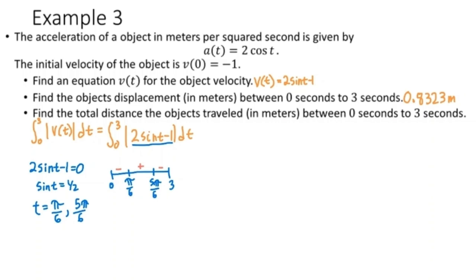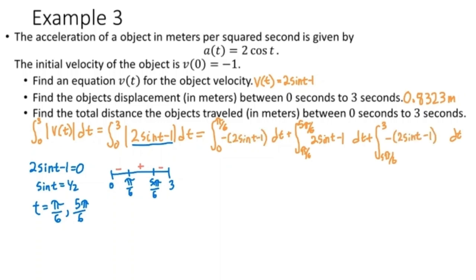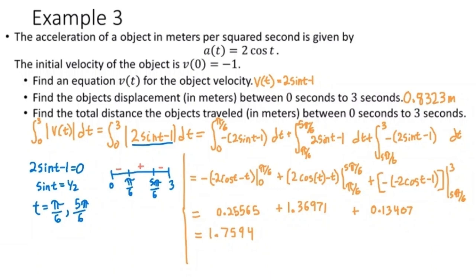So from here, we're going to break up our integral into 3 other integrals. One from 0 to pi over 6, the other one from pi over 6 to 5 pi over 6, and the last one from 5 pi over 6 to 3. As for the integrand, because we know the absolute value of a positive number is itself, the middle integral from pi over 6 to 5 pi over 6, where our 2 sine of t minus 1 is positive, the integrand will be 2 sine of t minus 1, where we can drop the absolute values. As for the other 2 integrals, since our 2 sine of t minus 1 is negative, the absolute value of the negative number is its opposite. So both the first and the last integral will have an integrand of negative of 2 sine of t minus 1. Now we can apply the fundamental theorem, and we get that the total distance traveled is approximately 1.7594, and the units would be meters.